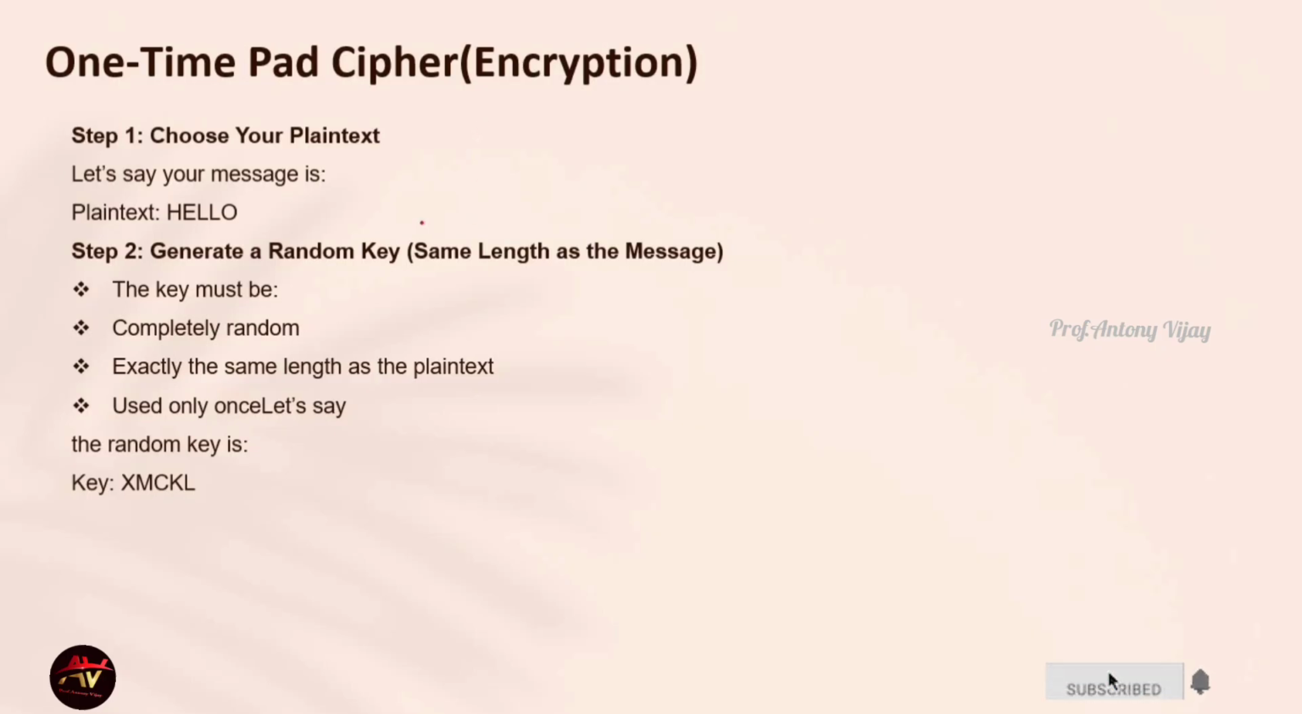In the encryption part, first of all, we take the plain text. The plain text is hello here. The second step is to generate the random key. The random key size and the plain text size must be the same. Here the size of the plain text is 5, and the random key is also 5, and it is purely random, should not be repeated, and is used only once. So here we are taking the key XMCKL. It is purely random.